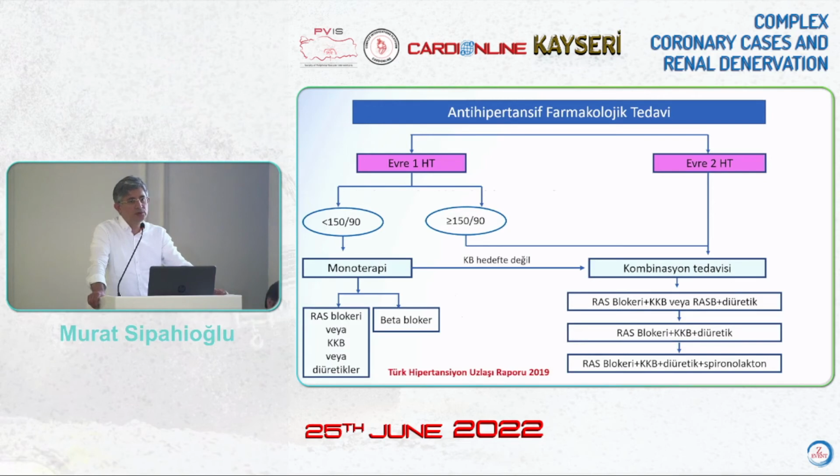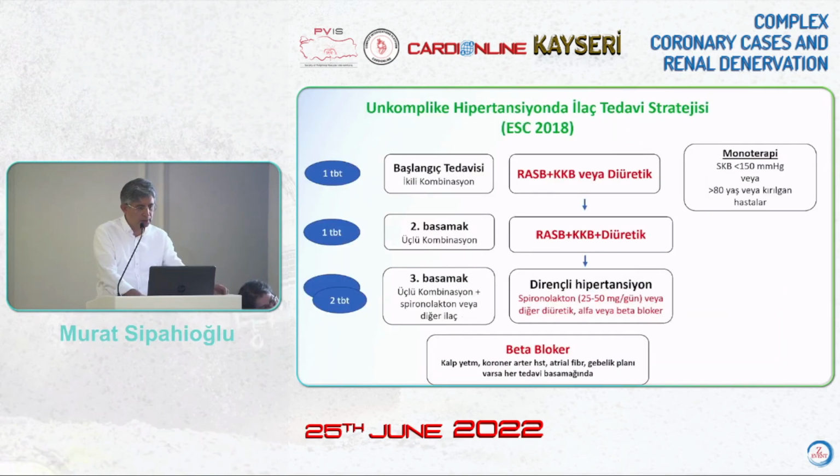And we see that the European group is recommending ACE, ARB, and diuretic use combination as secondary use. And if we fail in this combination, we can add diuretics. And if we still fail, as discussed, spironolactone can be added to the treatment as a fourth medication.